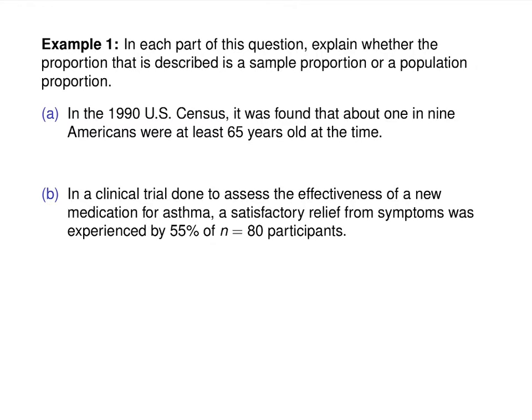Alrighty. In each part of this question, explain whether the proportion that's described is a sample proportion or a population proportion. So remember, sample is a subset and population is everybody. So in the census in 1990, it was found that about 1 in 9 Americans were less than 65 years old at the time. Population. Ask the population, because you allegedly asked everybody. So that'd be population proportion.